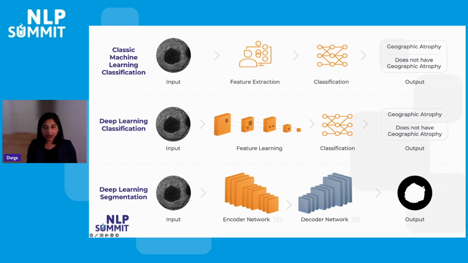So on the second row, you see the same example, but with a deep learning approach. There's no need to extract specific features anymore because the deep learning model is set up to learn these features itself and decide what is relevant based on the training data available. This eliminates the need for experts to design and extract features, but it also requires a much larger amount of training data.